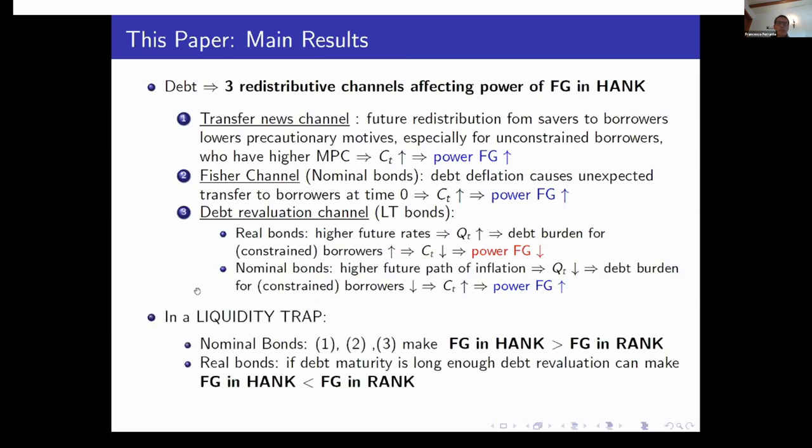And then, if I have time, I will show how these three channels operate in a liquidity trap, when the economy is at the ZLB. What I will show you is that for nominal bonds, all of these channels tend to amplify the effect of forward guidance, making forward guidance in the HANK model more powerful than forward guidance in the RANK model in a liquidity trap. Whereas for real bonds, if the debt maturity is long enough, so that this debt revaluation channel is strong enough, it's possible that the power of forward guidance in the HANK model is actually lower than the power in the RANK model.